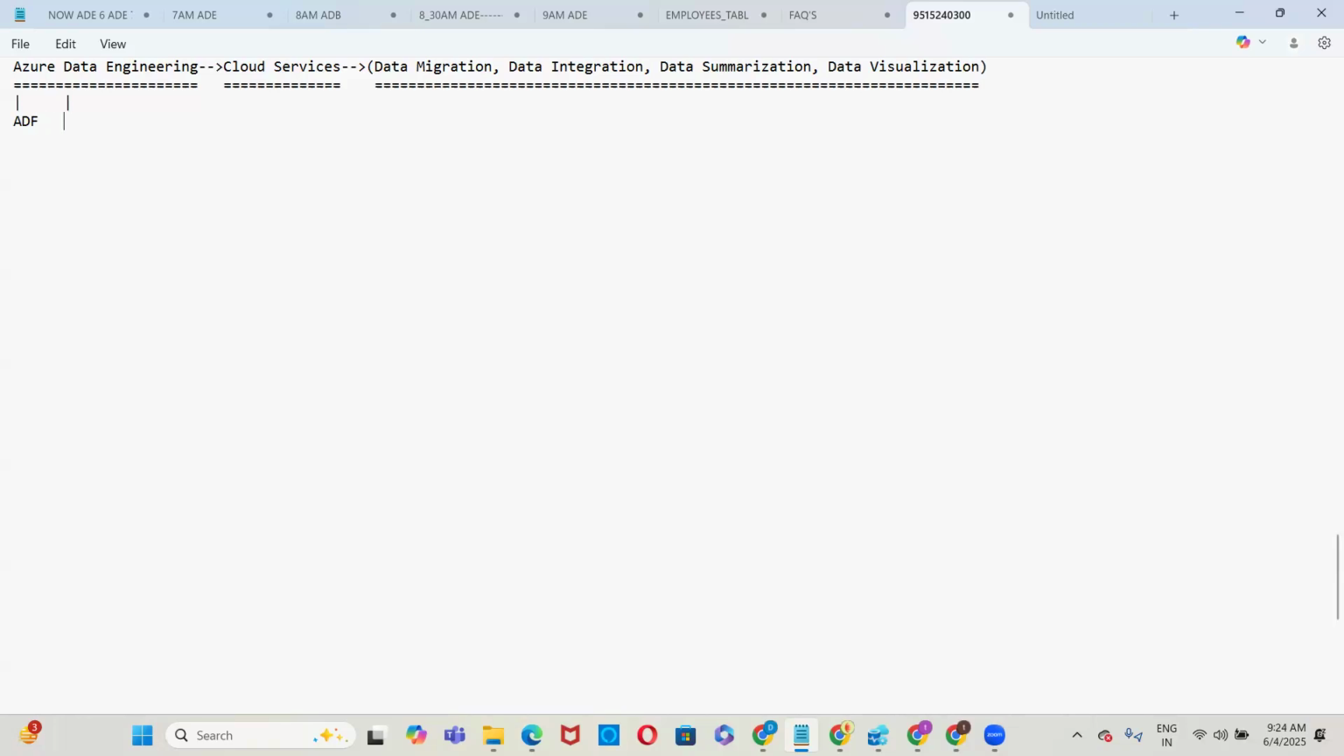We have ADF, then we have ADB, and then we have Synapse. Then we have Fabric. And then we also have AI, artificial intelligence, and machine learning. Many more are there, but I'm listing a few of them. Then we have OpenAI as well. These are all the bunch of cloud services we have.